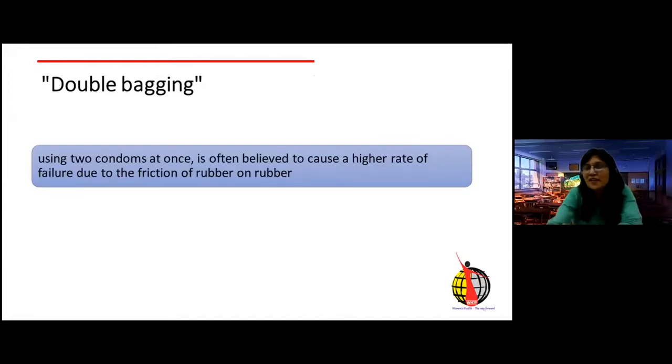Now, quick more questions. What is double bagging? Anybody? Double bagging I have already described. It is wearing 2 condoms at one time, and failure is high because of friction of rubber on rubber.